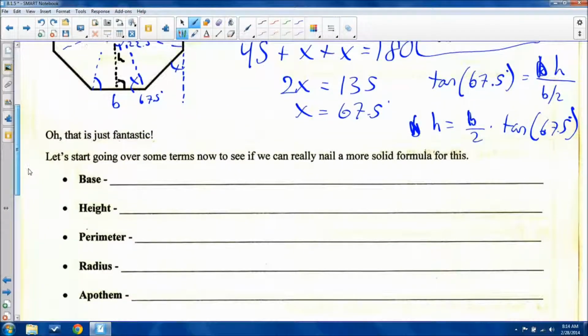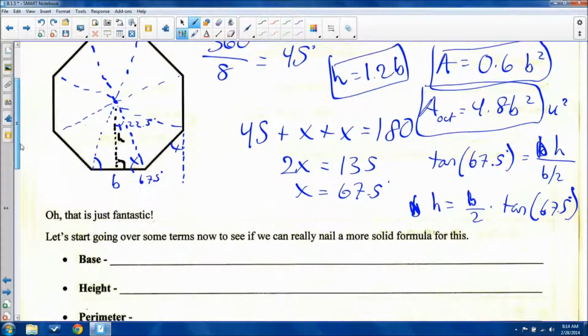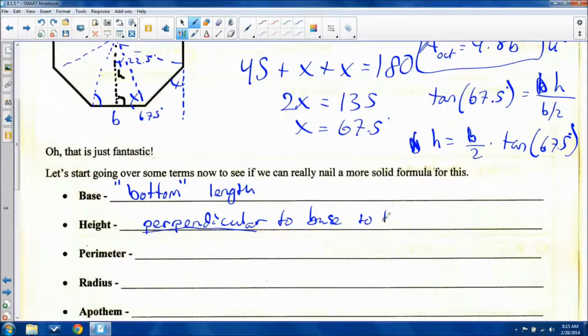Let's go over some basic terms here to see if we can really nail a more solid formula. It's just going to be a little bit shorter. Instead of finding the area for the triangle, let's do this in particular. Base of something is, let's call it the bottom. In other words, you could rotate the shape and make it the bottom thing, just like this line. Bottom length. Like this triangle, we like to look at bases as the bottom. The height is always perpendicular to the base. Always perpendicular to base to top of shape.